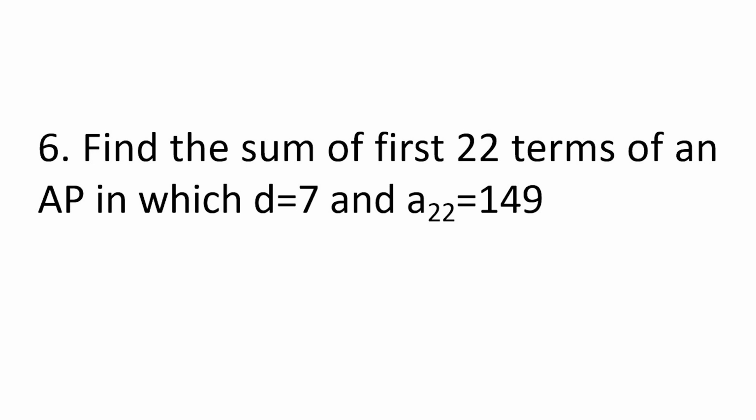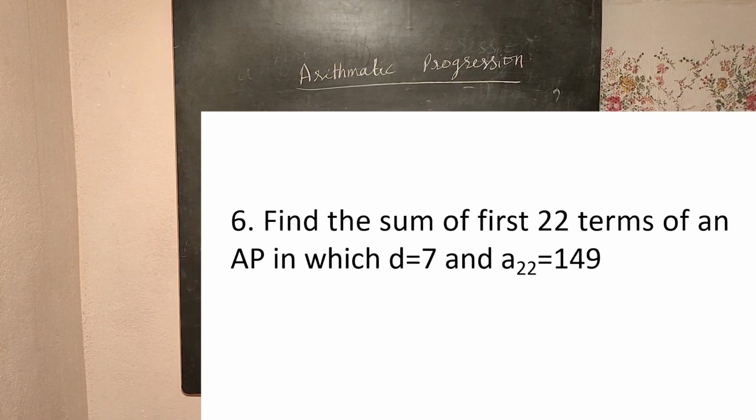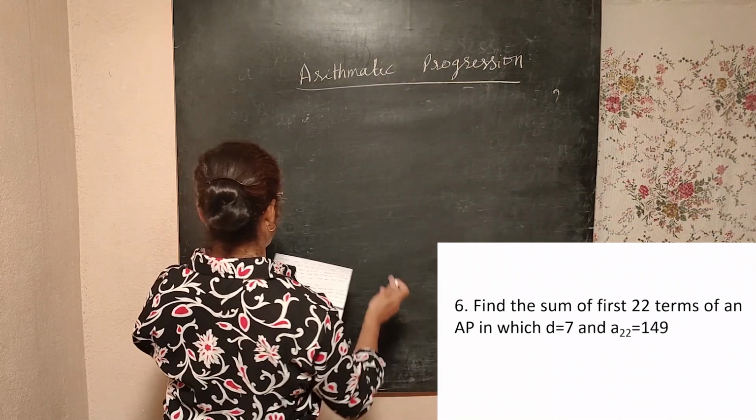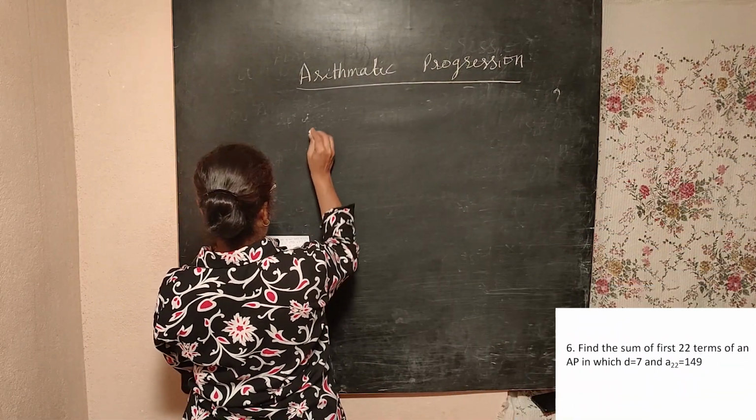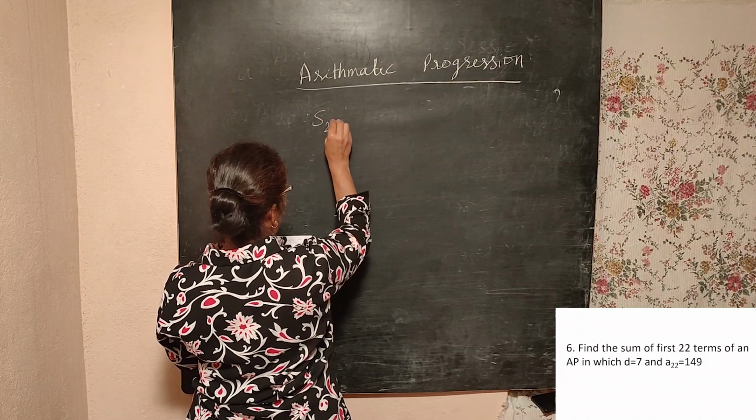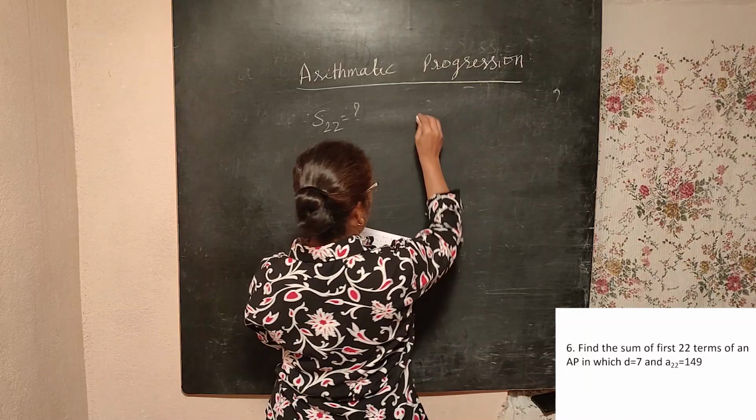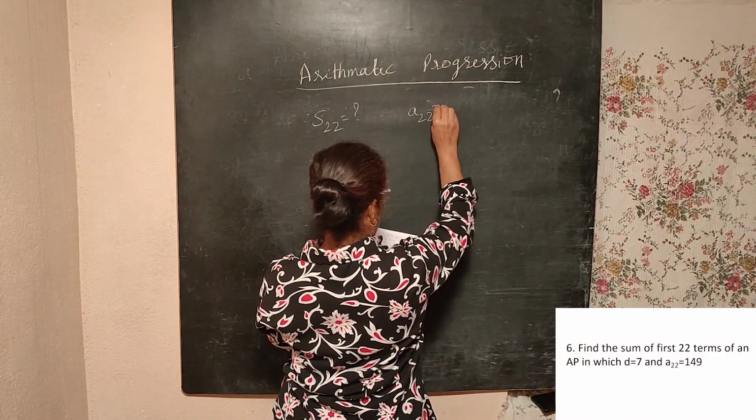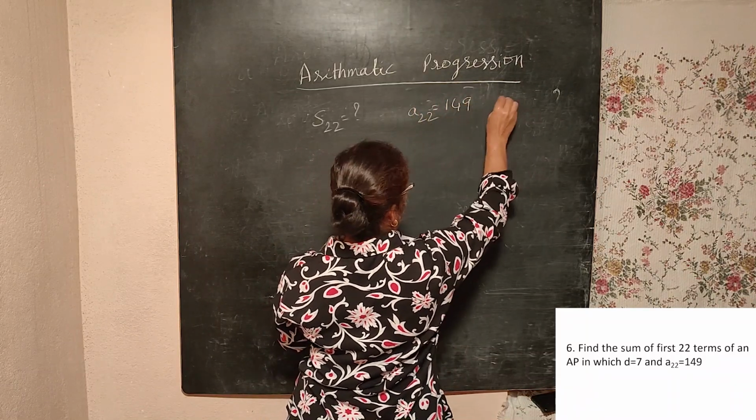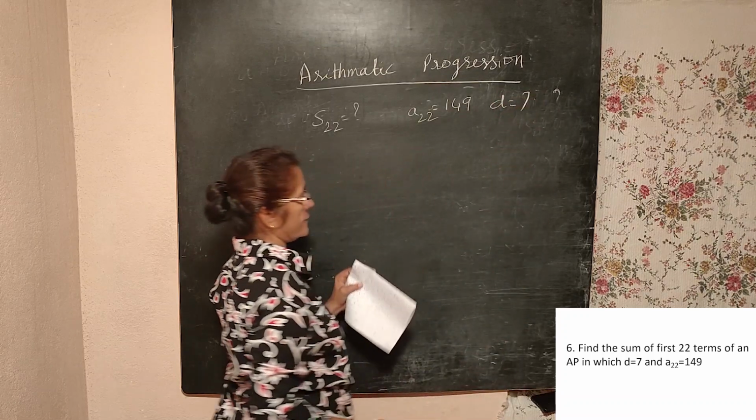The sum of the first 22 terms of an AP in which the common difference is 7 and A22 is equal to 149. Find the sum of the first 22 terms of the AP, that means S22 is equal to how much? In which A22 is equal to 149 and D is equal to 7, they have given.